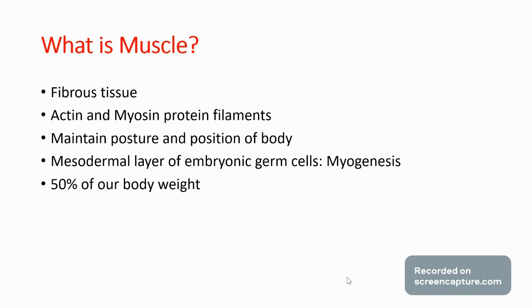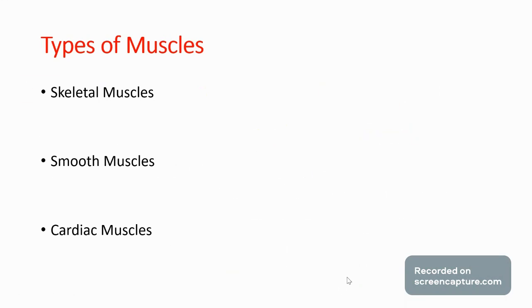As far as the embryonic germ cells are concerned, the mesodermal layer makes the muscles. The process of making the muscles in embryonic development is called myogenesis. We also know that 50% of our body weight is made up of muscles. There are basically three types of muscles present in our body.